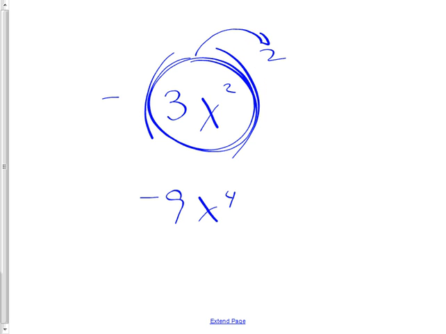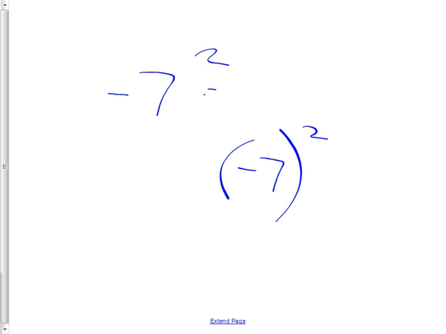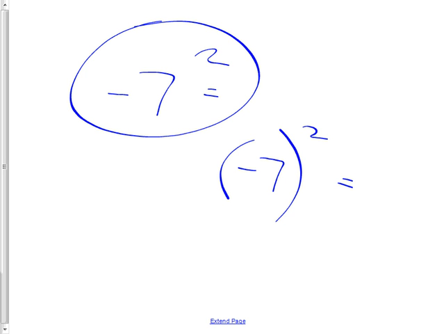But since it's not in there, that brings up this point. Negative 7 squared and negative 7 squared. One of these is negative 49. One of them is 49. Do you get what I'm saying? What's that one? 49 or negative 49? Positive 49 or negative 49? That one is negative 49. This one is positive 49.